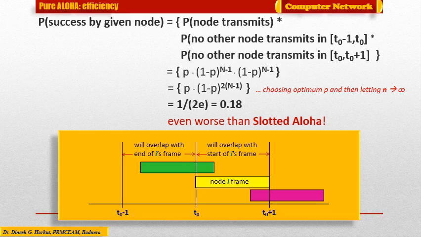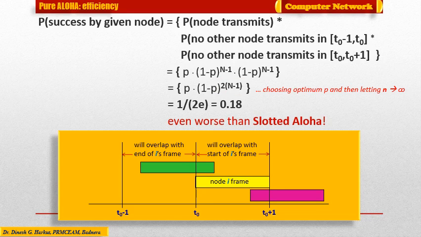Similarly, no other node can begin transmission while node i is transmitting. As such, a transmission would overlap the latter part of node i's transmission. The probability that all other nodes do not begin transmission in this interval t0 to t0 plus 1 is given by again (1 minus p) raised to n minus 1. Thus, the probability that a given node has a successful transmission is given by p times (1 minus p) raised to 2 times (n minus 1).